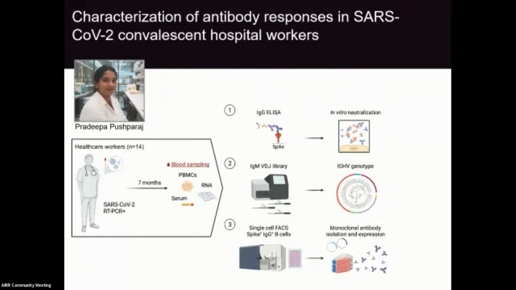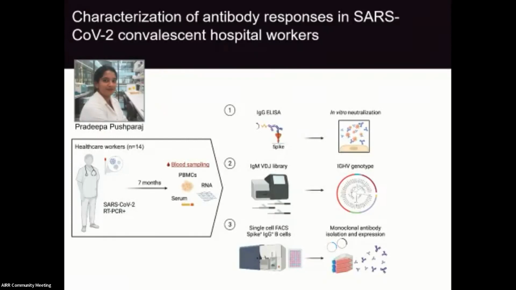We waited for a while before we isolated memory B cells and cloned antibodies. The reason for that was that it was already known that you will get better antibodies if you wait a little bit, because affinity maturation takes time. And affinity maturation actually goes on for quite a while after the acute infection, even after you have cleared the virus, presumably because there's enough antigen around to still drive the germinal center reactions.